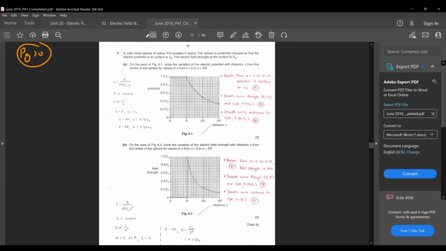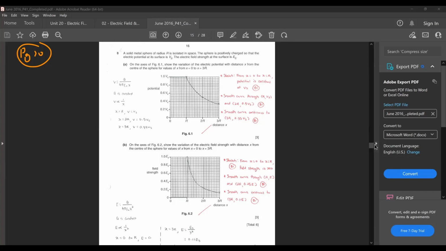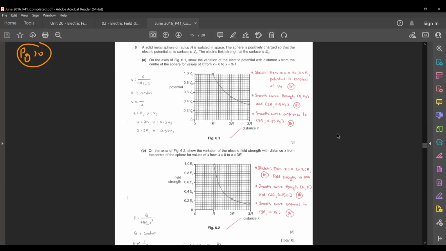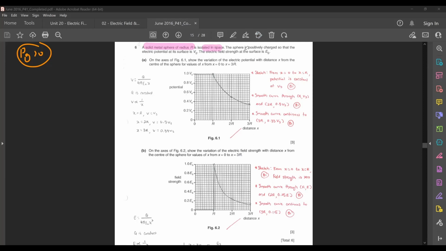For this particular part, they mentioned to you that you have a solid metal sphere of radius big R isolated in space. The sphere is positively charged so that the electric potential at its surface is Vs. The electric field strength at its surface is Es. On the axis of figure 6.1 below, show the variation of the electric potential with distance x from the center of the sphere for values of x equals 0 to 3R.